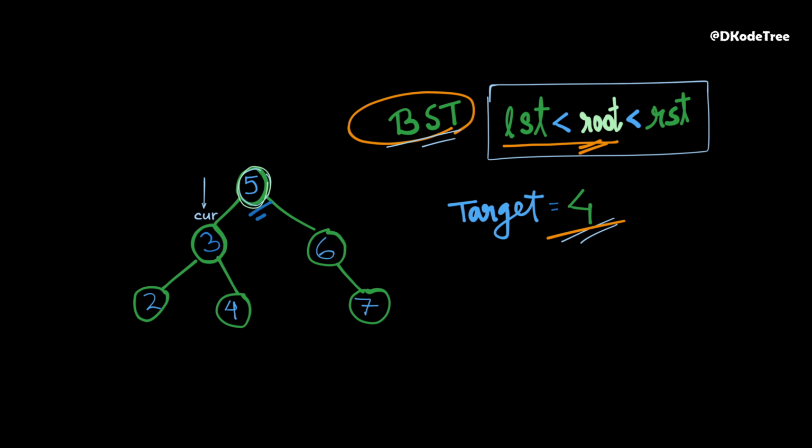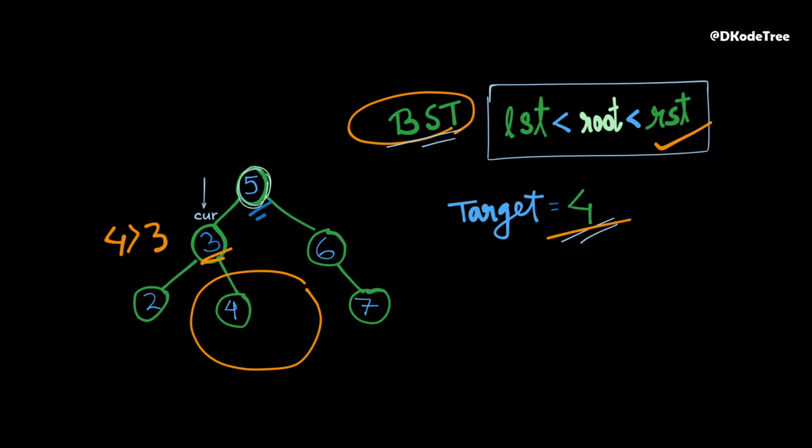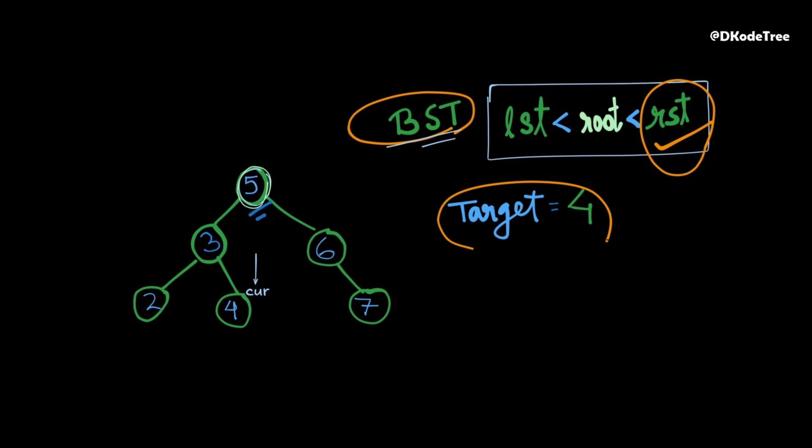Next, we compare the target 4 with our current value 3. And now, as the target 4 is greater than 3, the target must be somewhere in the right subtree of the node. Because each node follows this BST rule, where the values greater than the current node will be present in the right subtree of that node. So after this comparison, we will simply move our current pointer to the right child of the current element. Now again we compare our target element with the current node, and this time they match. So we'll simply return the node with the value 4 as the result.